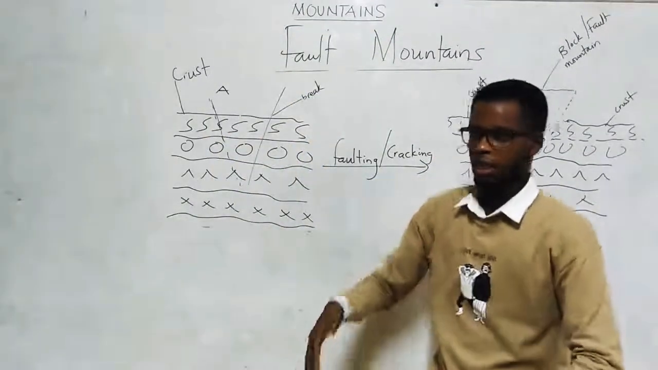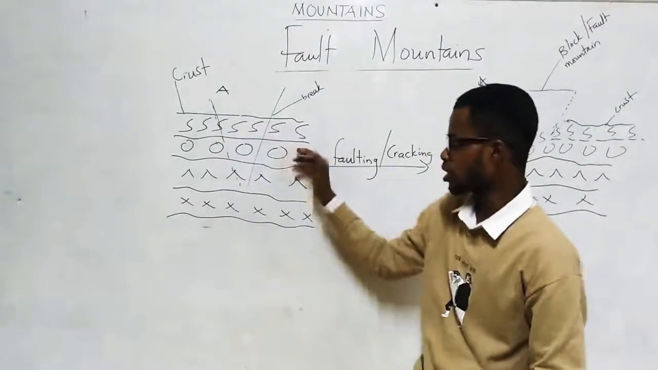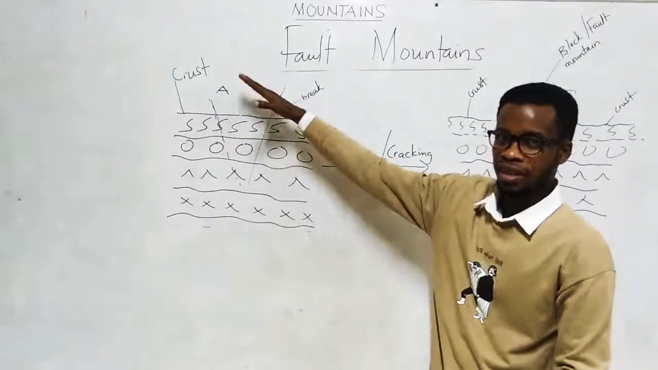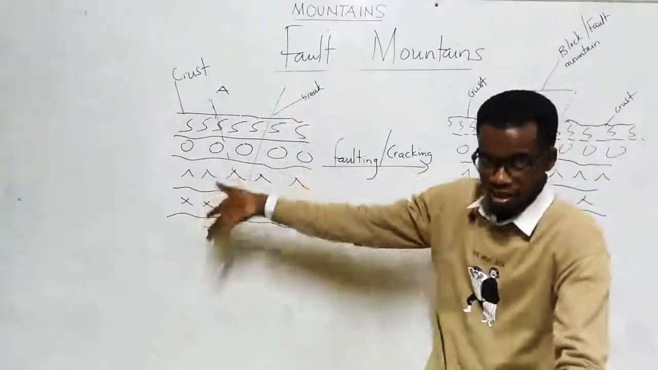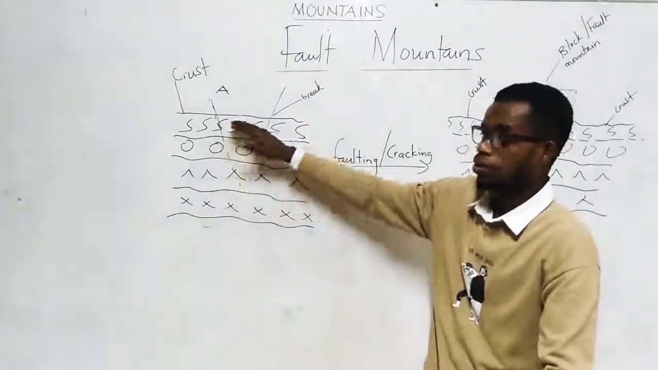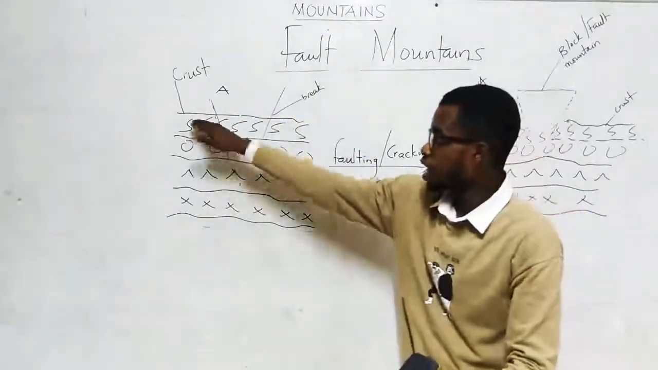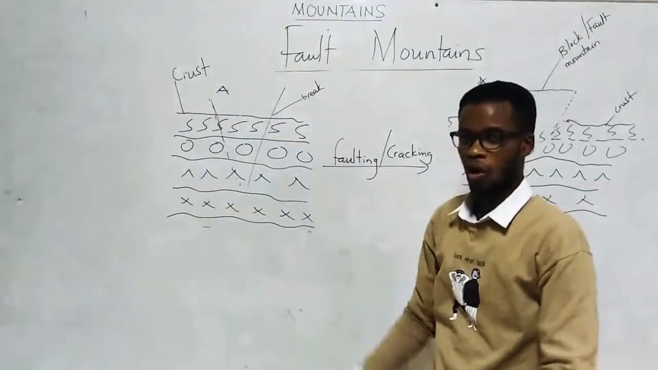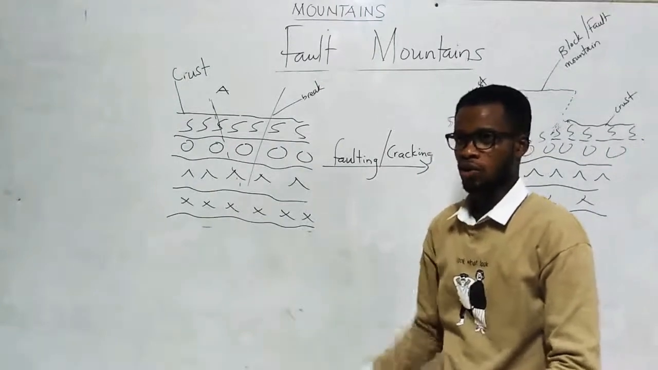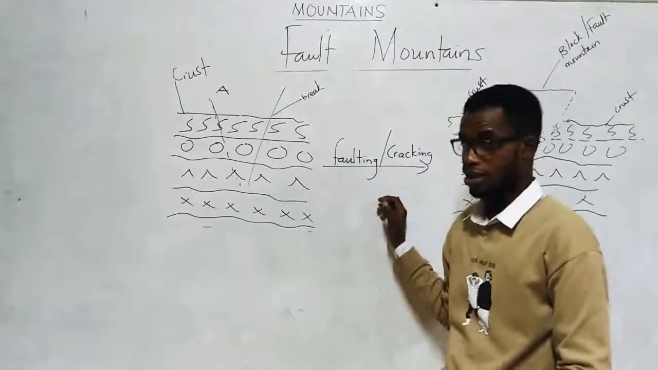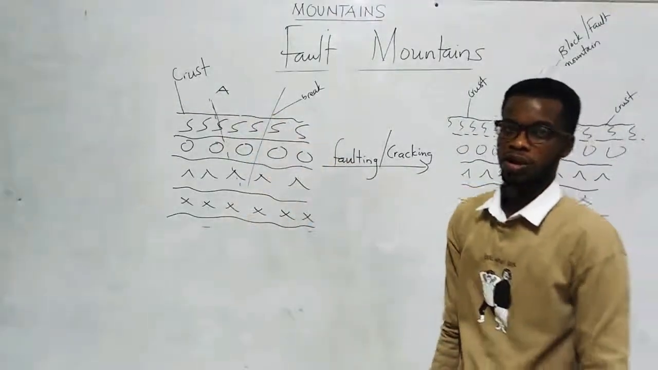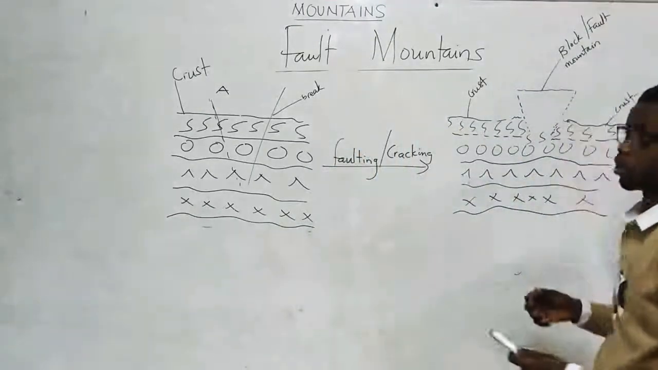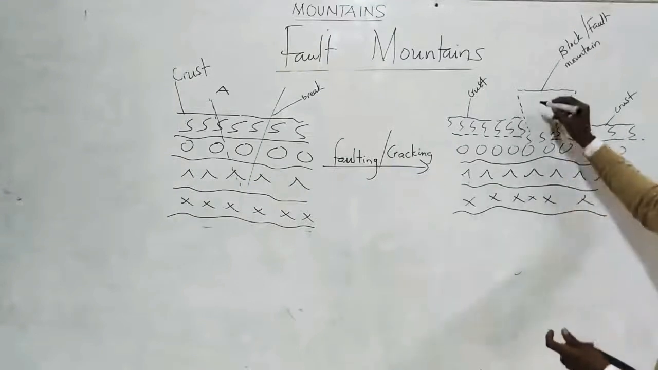Now, eventually, if the side ones sink within due to the weak layers down here, then the middle one is going to be left standing. So any part of the crust that is left standing after the side ones have fallen within due to the weak layers caused by the break in the fault or the cracking, that part becomes the fault or block mountain. So it becomes a block and it will be standing. The standing block then becomes the block mountain. That is what we are seeing over here.